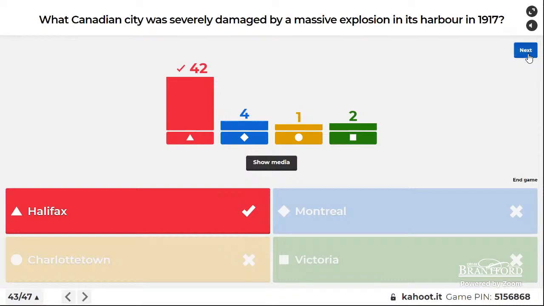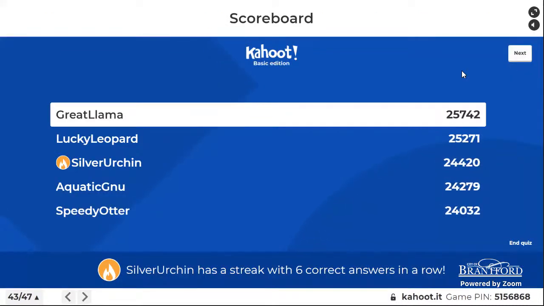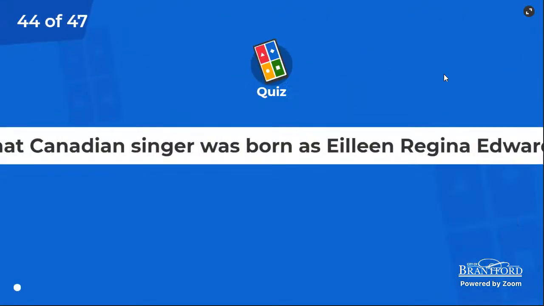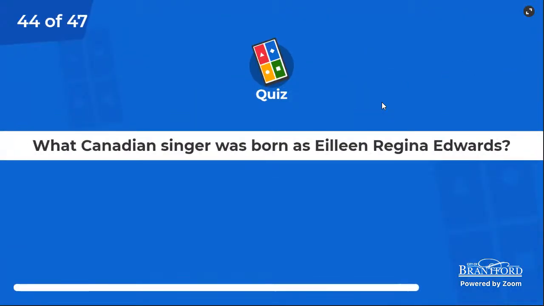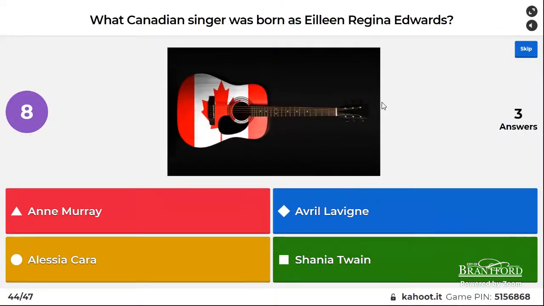So let's see how that shakes things up with the scoreboard. It looks like the majority of you got it. And Silver Urchin has a hot streak with six correct answers in a row. Well done. All right, let's go on to the next one. Question 44. What Canadian singer was born as Eileen Regina Edwards? Anne-Marie, Avril Lavigne, Alessia Cara, or Shania Twain?